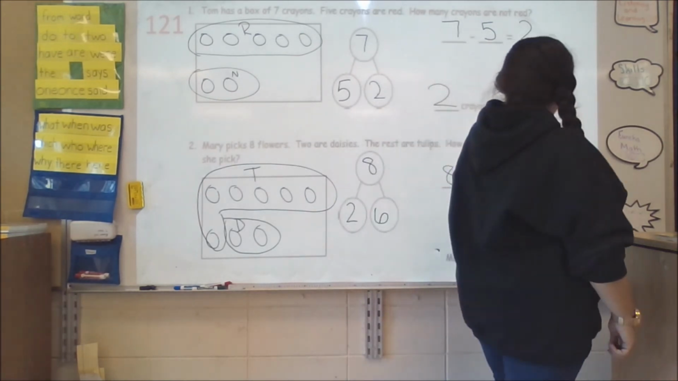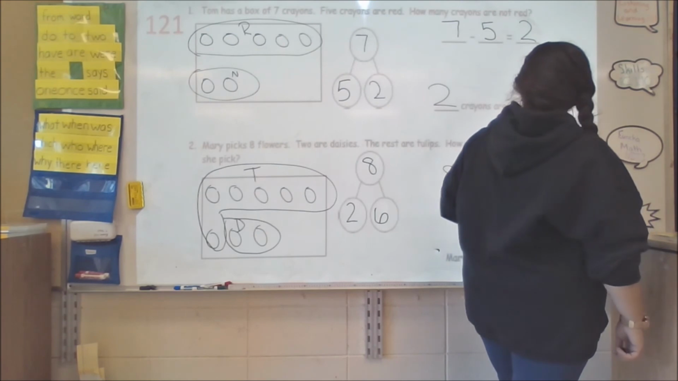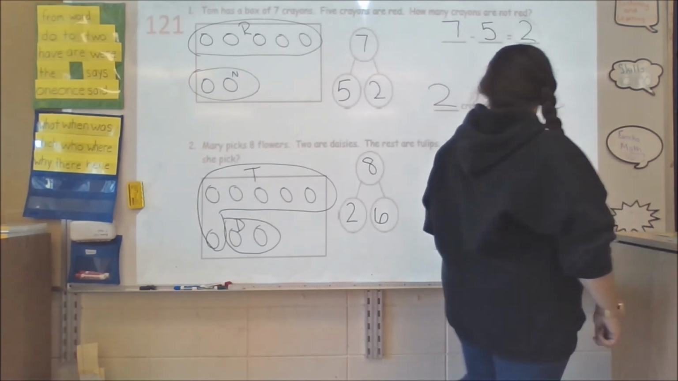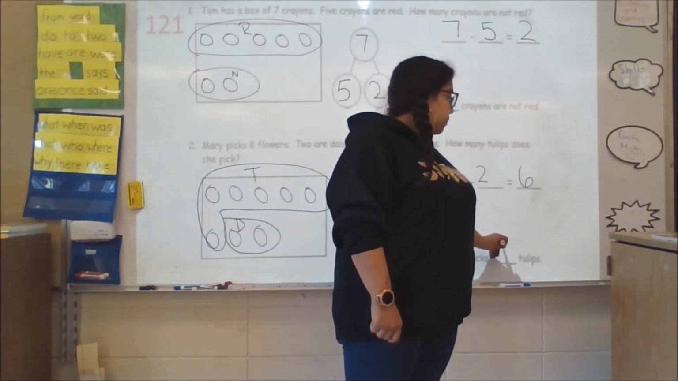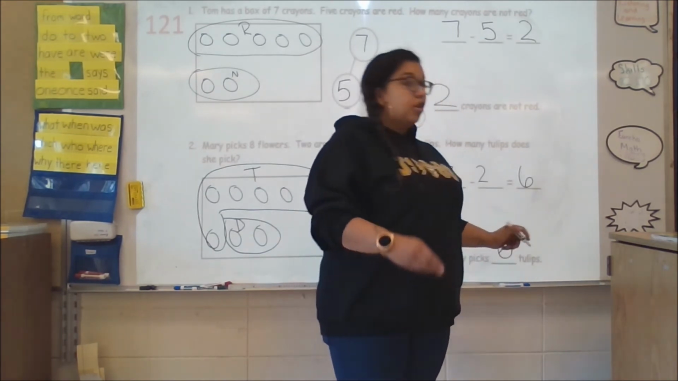The missing part is 6. If I have 8 flowers, 2 of which are daisies, that gives me the 6 tulips. So answer our question. Mary picks, good job, 6 tulips.